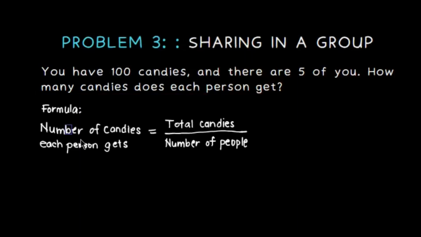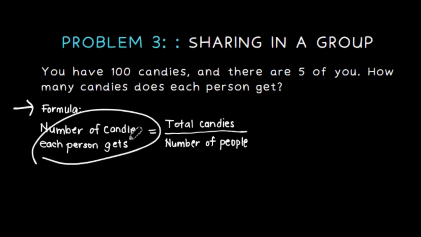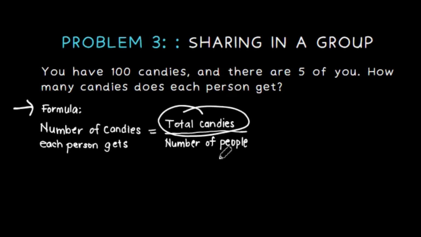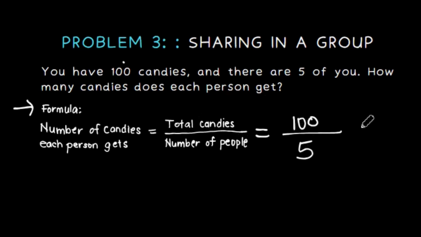To divide the candies equally, we use the formula: number of candies each person gets equals total candies over number of people. So, number of candies each person gets is equal to 100 candies over 5 people. That's 20 candies each. Now, everyone in your group can enjoy the treat.